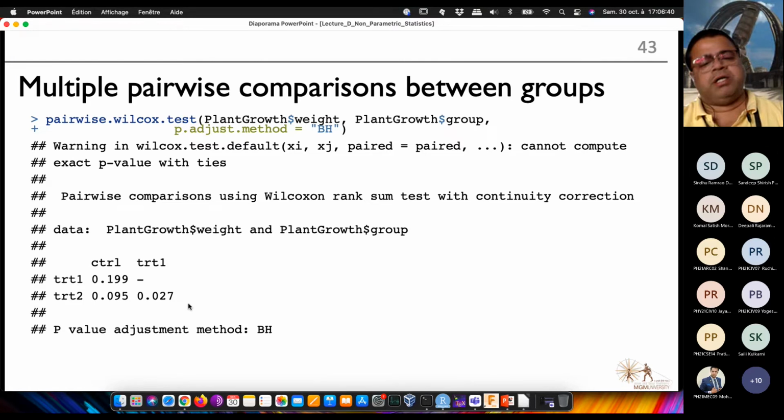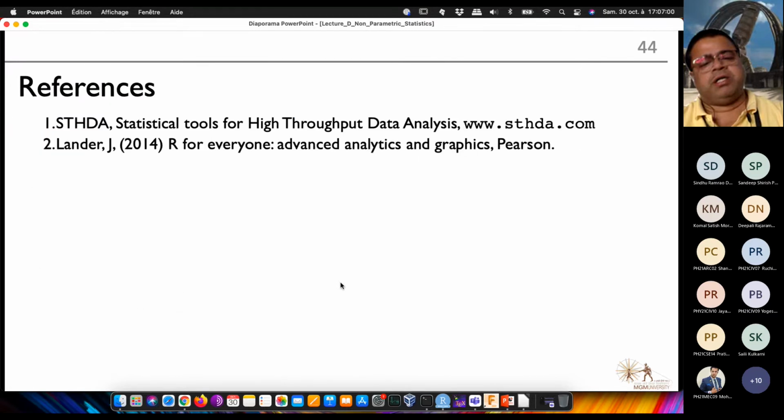Oh, sorry. Was it audible up to now? Okay, so right now what we are seeing is 0.027, and this is significantly different. That is what it means right now.